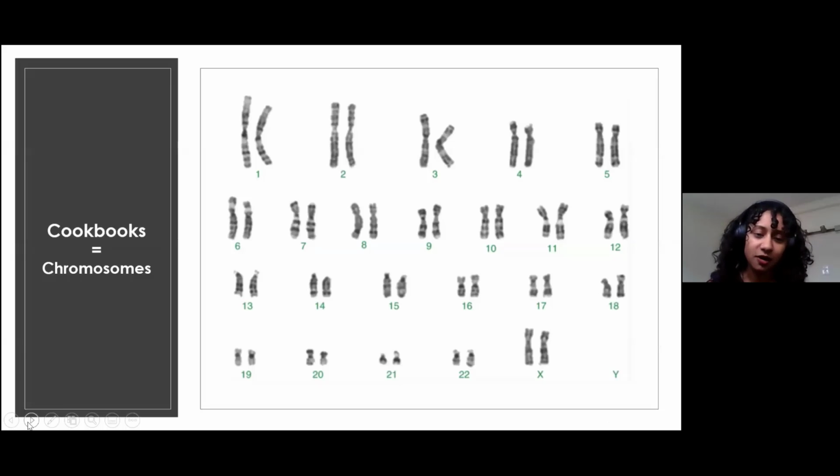Now, the cookbooks are called chromosomes when we talk about medical terms, and this is what they look like. Some of you guys may have come across pictures like this, whether in biology class or somewhere else in the world. And this is what our chromosomes look like, and this is how our genes are organized inside our cells. And you'll see that they're all numbered from 1 all the way through 22. And the last ones are X and Y. So women have 2 X's, males have X and Y for their chromosomes.